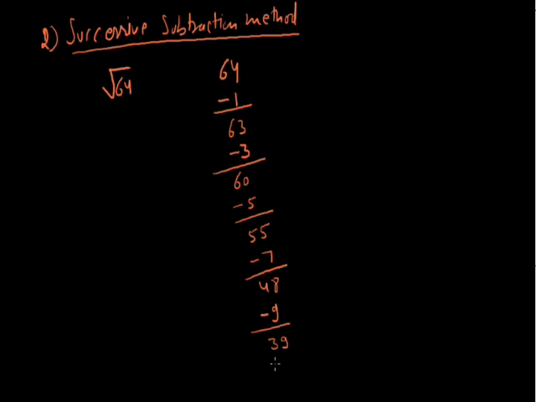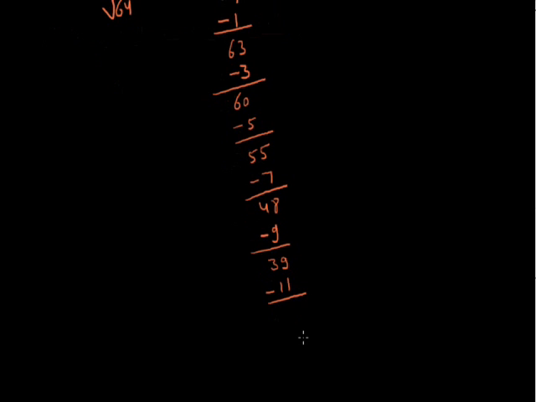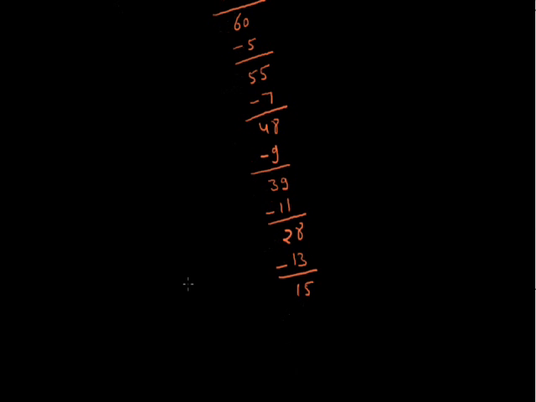After 9 the next number is 11. Now 39 minus 11, I get 28. After 11 the next odd number is 13. So 28 minus 13 is 15. After 13 the next odd number is 15. So I have to subtract 15. 15 minus 15 is 0. When I got 0, I stopped.